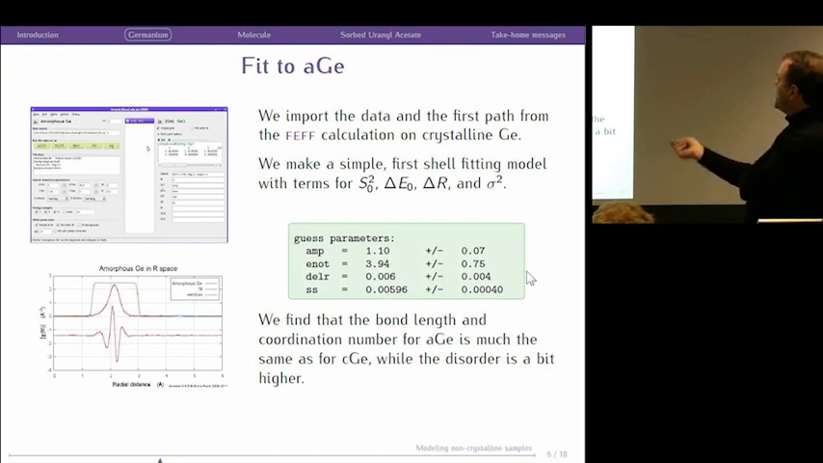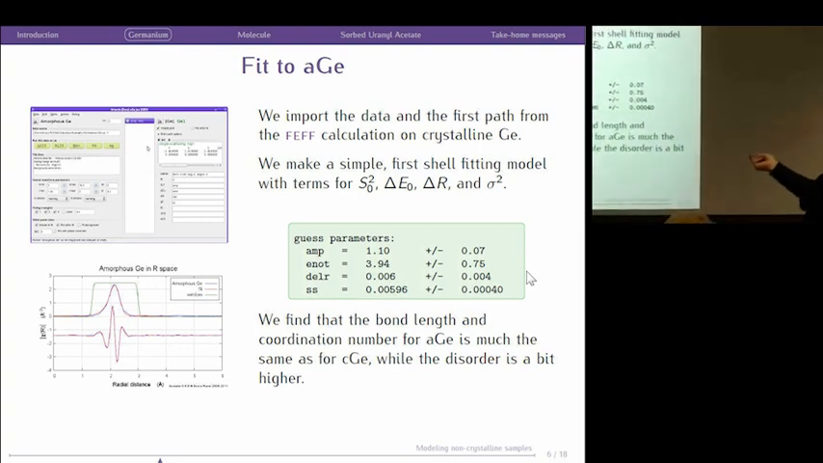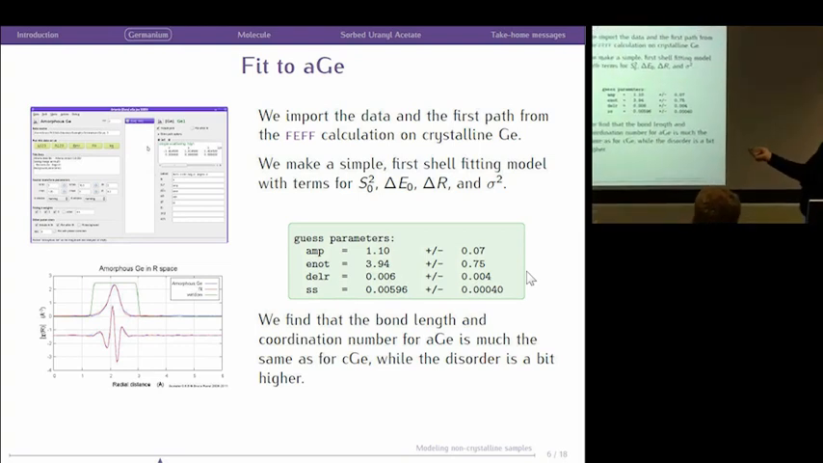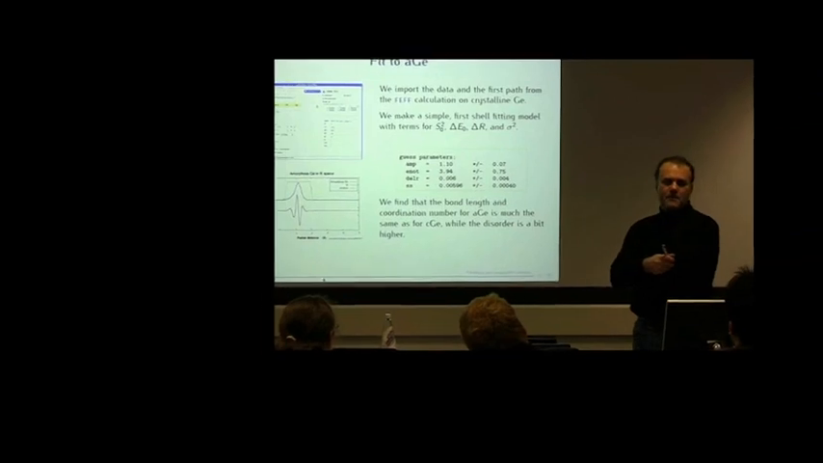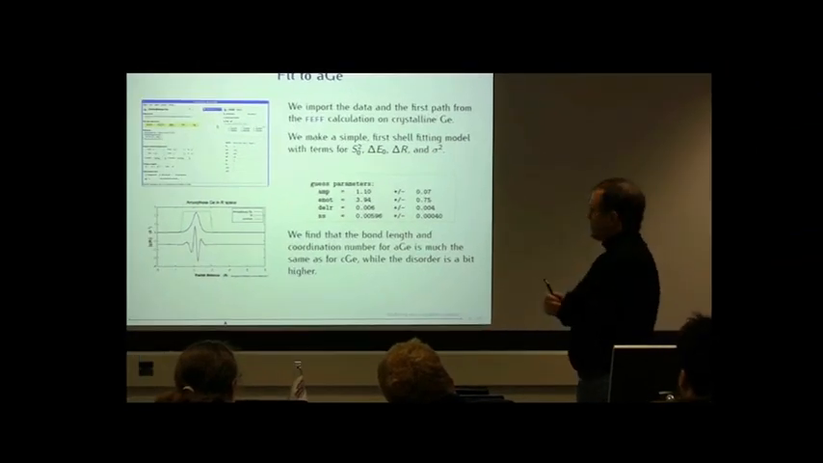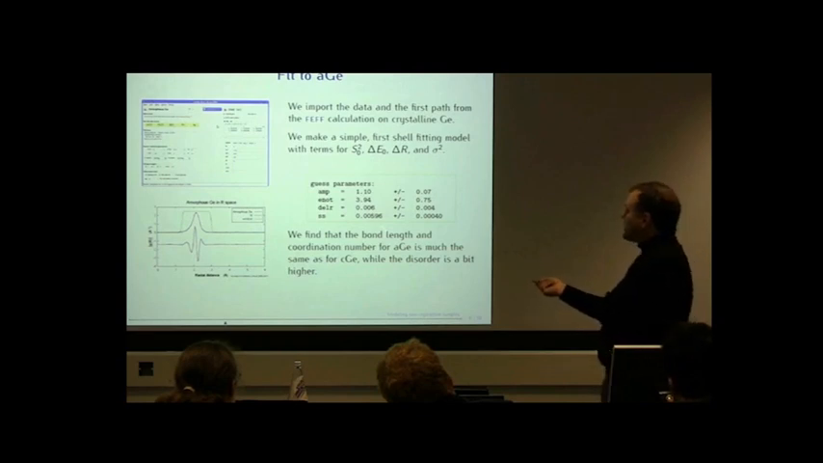And this is what I did after, like, 2 or 3 minutes worth of work. I got to this level of fitting. And it's pretty reasonable. We got an S0 squared parameter of about 1, a reasonable E0, a delta R that suggested that the amorphous germanium has basically the same first shell distance as crystalline germanium because the delta R is really small, and a sigma squared that is the kind of sigma squared we expect to see in a real material. So this basically worked.